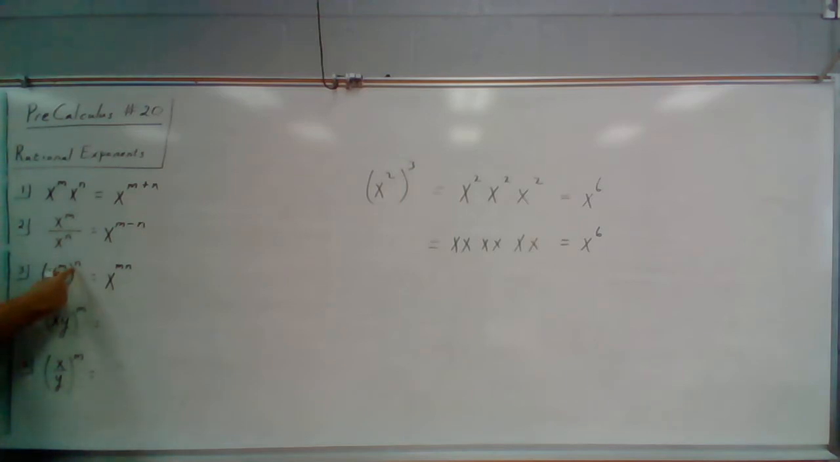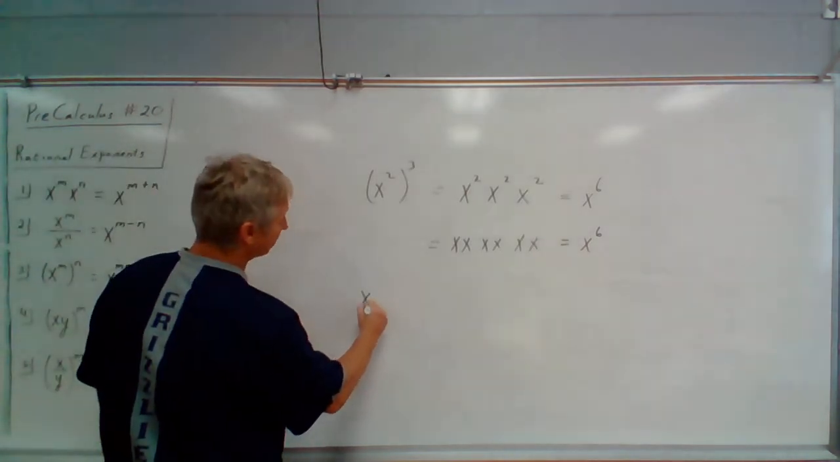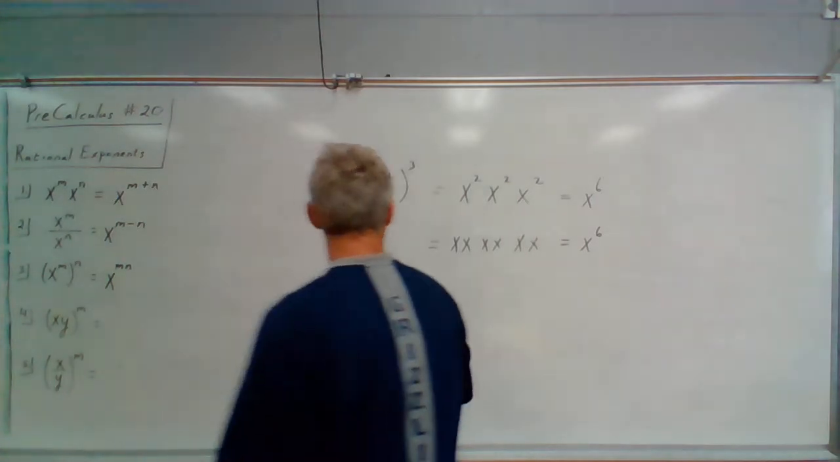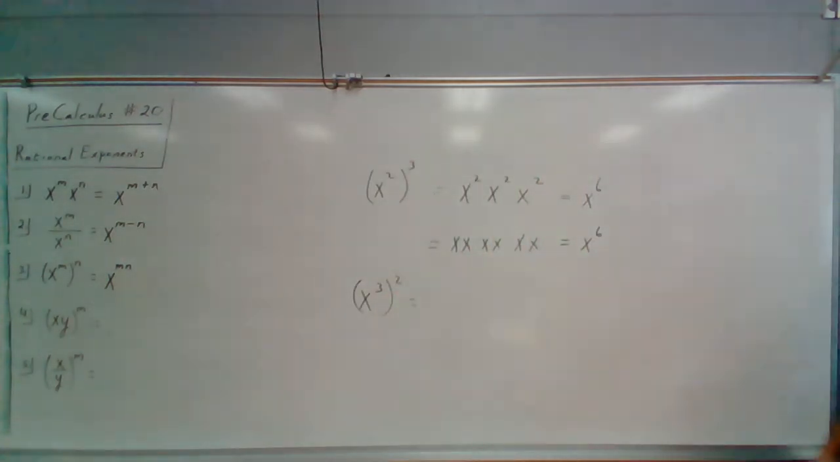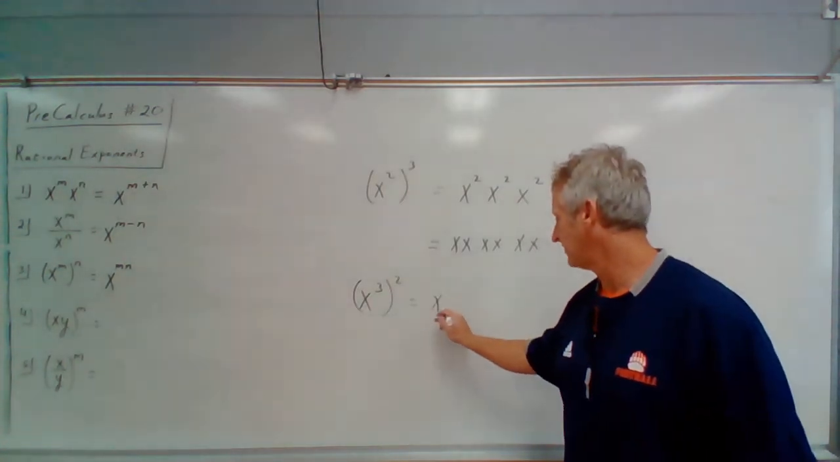Multiplication is commutative, so you can multiply in any order. M times n is the same thing as n times m, so it shouldn't matter which order we write these in. We could put the n here and the m here, and we would still get the same answer. So for example, if I did x to the third squared, 3 times 2 is still 6, no matter which order you multiply them. So this still should be x to the 6. And obviously, if we work it out, it would be.